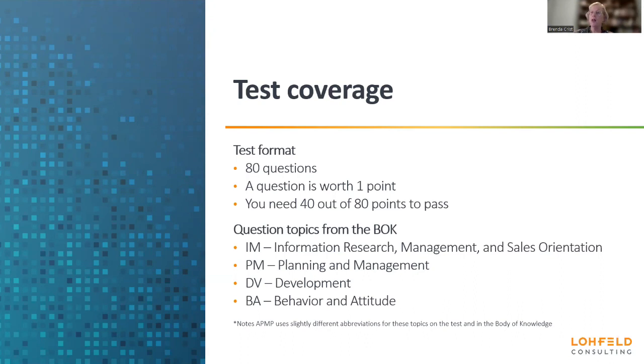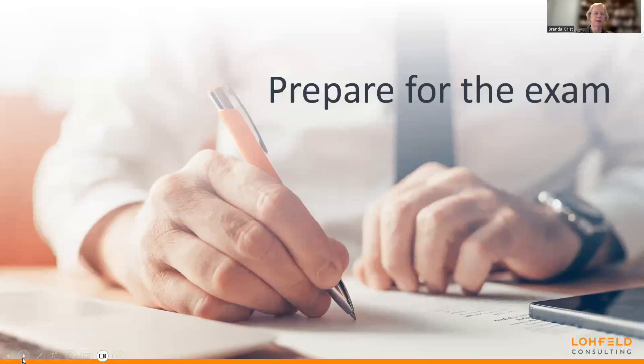On the exam, you'll see the IM topic, which is related to information, research, management, and sales organization, that competency in the body of knowledge. Then you have the PM competency area, which is linked to planning and management, the DV area, which is linked to the development competency, and the BA, which is linked to the behavior and attitude competency. And although you see these 4 acronyms up on the test, they're slightly different in the body of knowledge, but we will reflect on that in the upcoming slides. So let's prepare for the examination.